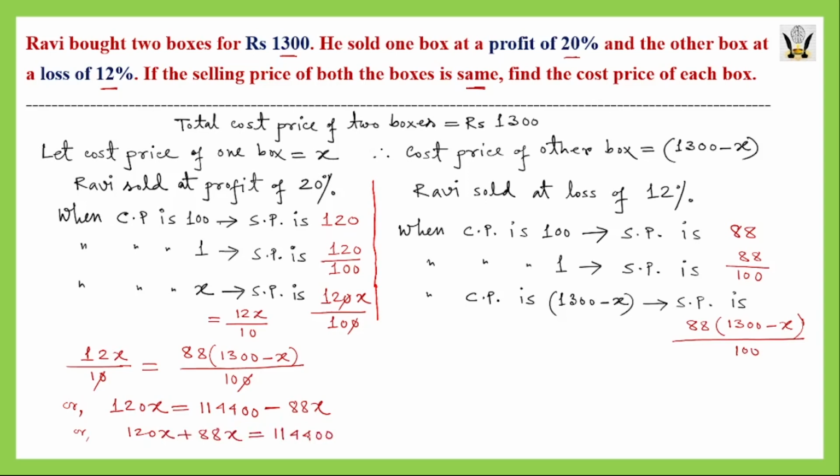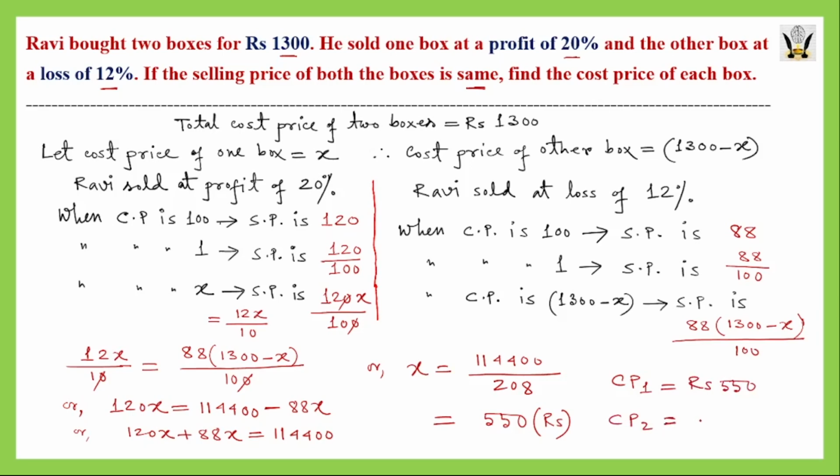114400. Now if we simplify further, X will be 114400 divided by 120 plus 88, that is 208, and this value will be nothing but 550, and the currency was rupees. And what was X? X was the cost price of the first box. That means the cost price of the first box is rupees 550, and the cost price of the second box will be 1300 minus 550, so it will be 750 then.